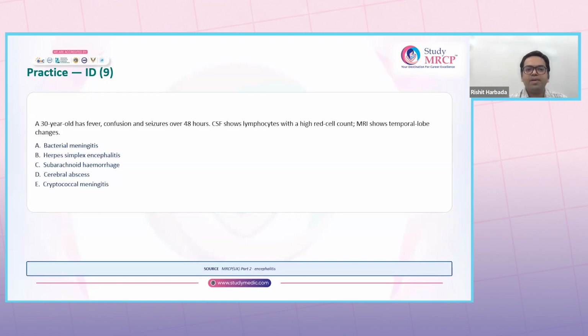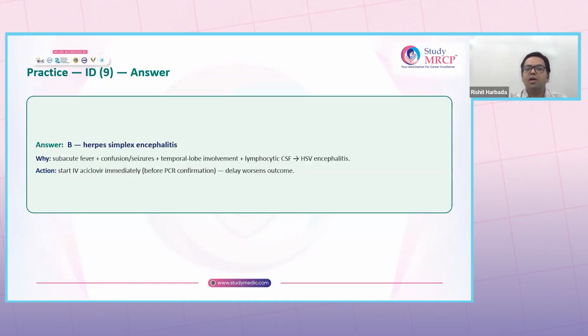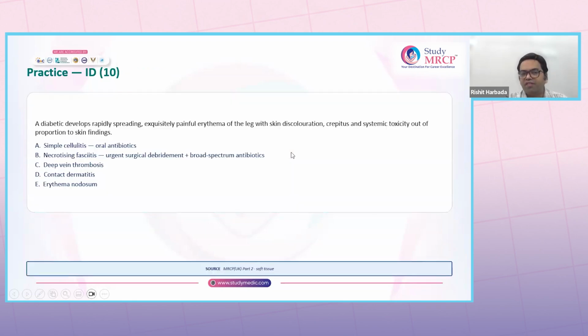A 30-year-old male presents with confusion, fever, and seizures over 48 hours. CSF shows lymphocytes with a high red cell count. MRI shows temporal lobe changes. So here the diagnosis is going to be herpes simplex, because of subacute fever over 48 hours, confusion, seizure, and temporal lobe involvement with a lot of lymphocytes. So think about viral, HSV encephalitis. Immediately start acyclovir even before the confirmation.